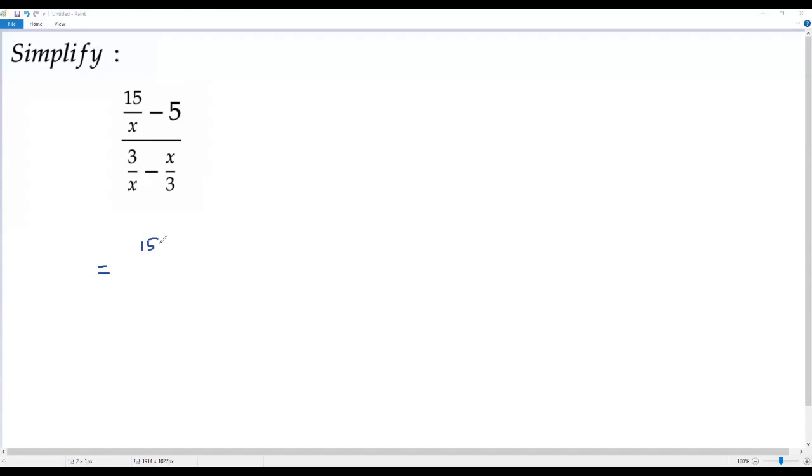So let me do it. That is 15 negative, I multiply this integer 5 by this denominator x, then I'm getting 5x. Since I multiply this integer by this denominator x, now I can take this x as a common denominator. Now it has to be completely divided by this expression.